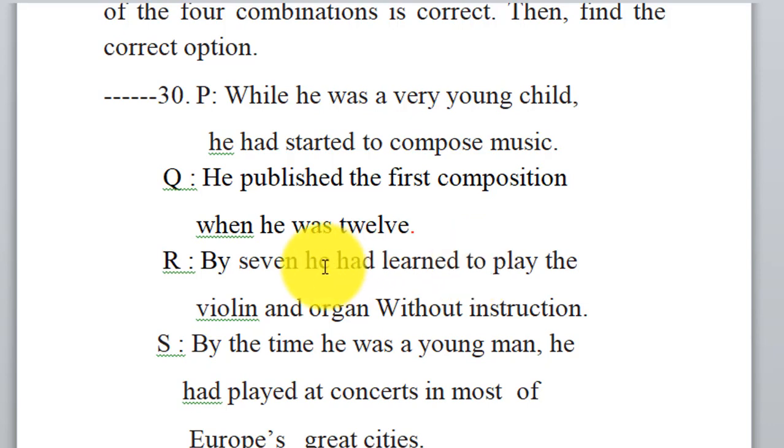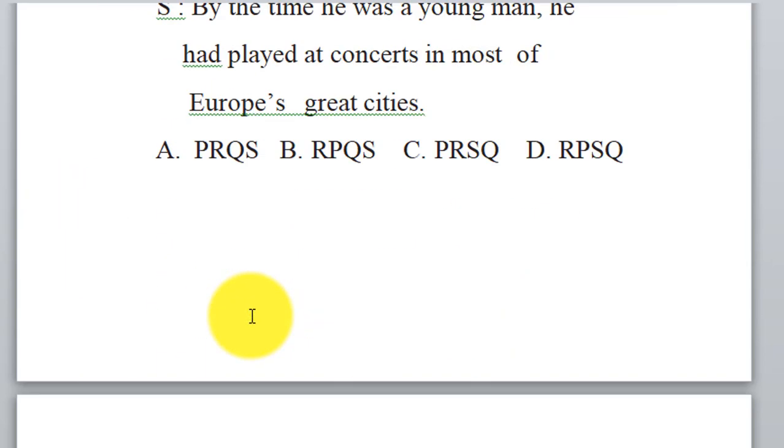By 7 he learned, then while he was a very young came, he had started to compose, and then he published the first composition. Finally, by the time he was a young man. Fantastic, yeah, very clear. So the answer should be B. Using the strategy I told you earlier, we can answer such questions completely.